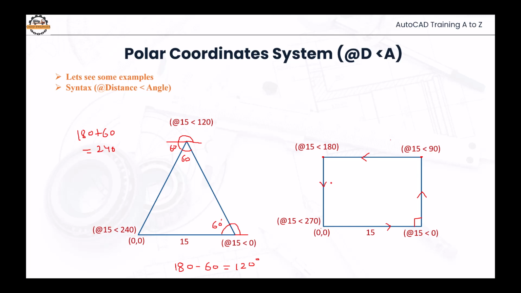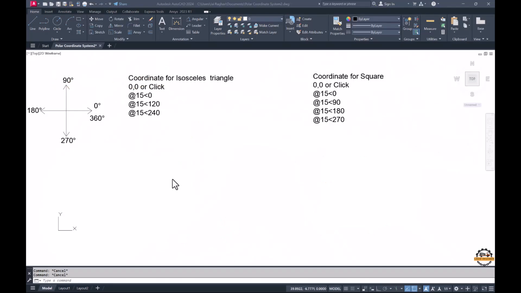Let's see on the software how to create these diagrams. While making this diagram, we have to always keep the coordinate system in our mind. So let's first create the isosceles triangle. First we'll take the line command, line, enter. Now we can specify the origin 0, 0, or we can click anywhere on the screen to start. After giving the first point, we'll define the next value at the rate 15 less than 0 degrees, enter.